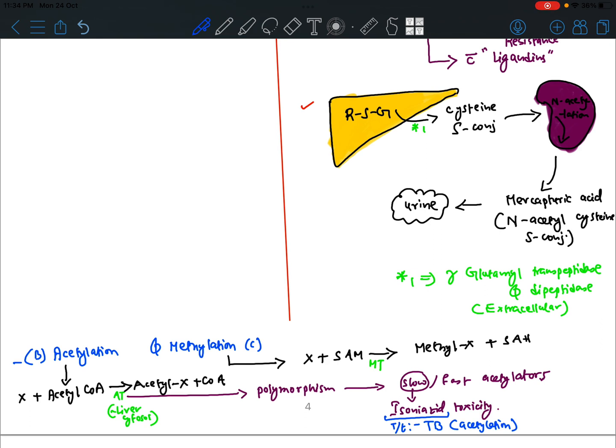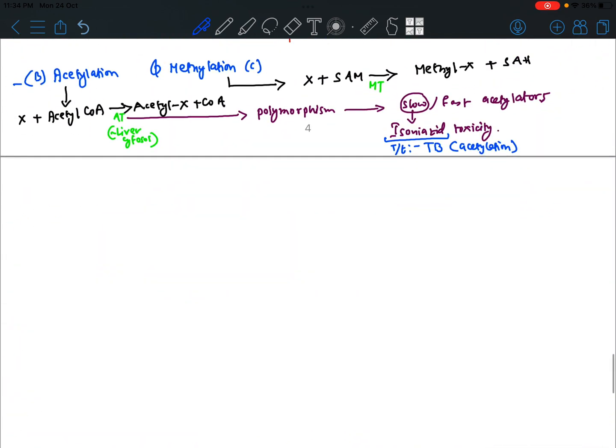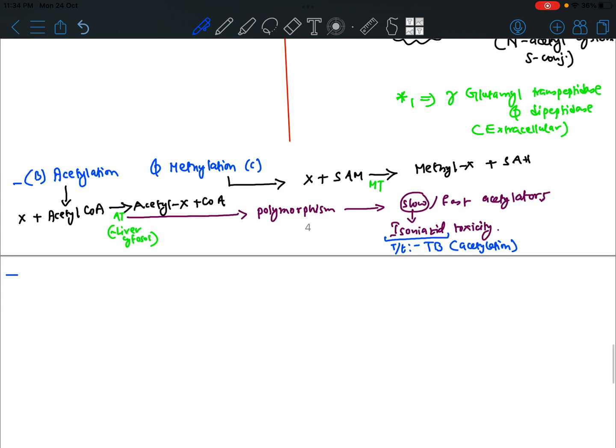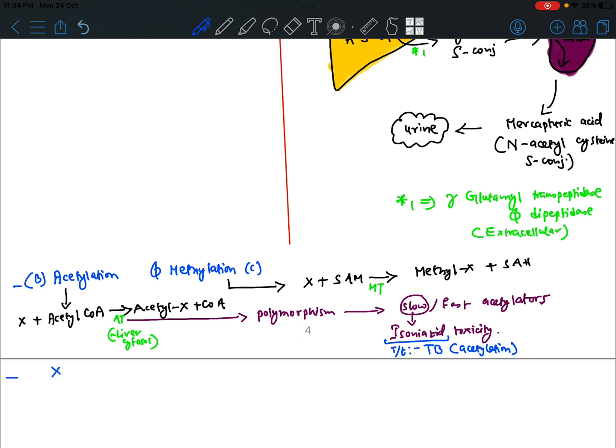So we are done with phase 2 of metabolism. We are only left with xenobiotics toxicity, so let's move on to our last broad topic, xenobiotics toxicity.